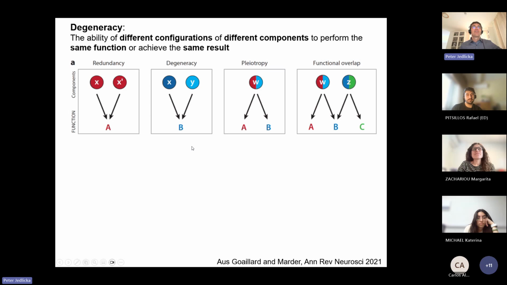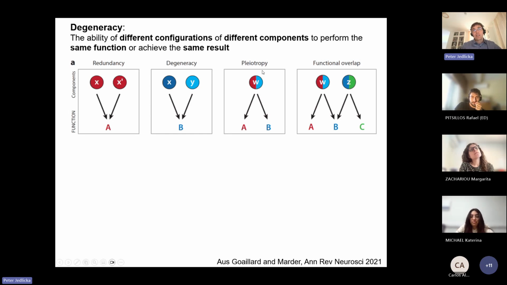So I like the definition, and it has been nicely illustrated in this paper from Jean-Marc and from Yves Marder. Okay, so what is degeneracy? It is something similar to redundancy, but there is one difference. Redundancy means that you have identical components, let's say x and x prime, that contribute to the same function A, right? Degeneracy means that you have different components, let's say different ion channels, X and Y, that contribute to the same function, let's say similar somatic firing output.